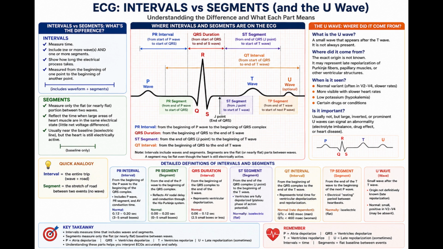A wave is an important event or landmark. A segment is the road between two landmarks. An interval is the entire measured journey, including a landmark and part of the road.